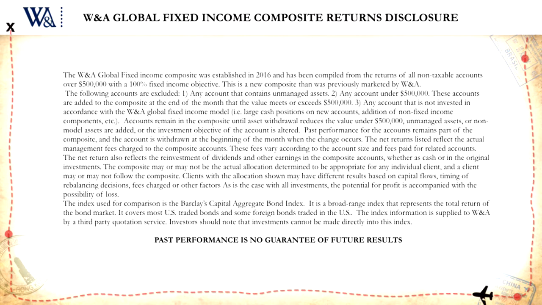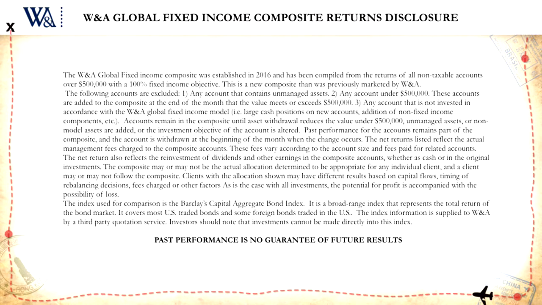Accounts remain in the composite until asset withdrawal reduces the value under $500,000, unmanaged assets or non-model assets are added, or the investment objective of the account is altered. Past performance for the accounts remains part of the composite, and the account is withdrawn at the beginning of the month when the change occurs.